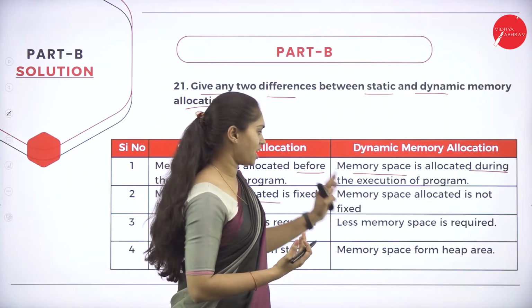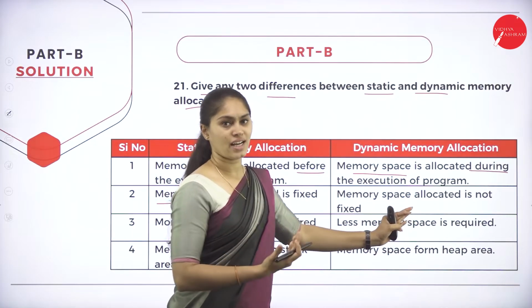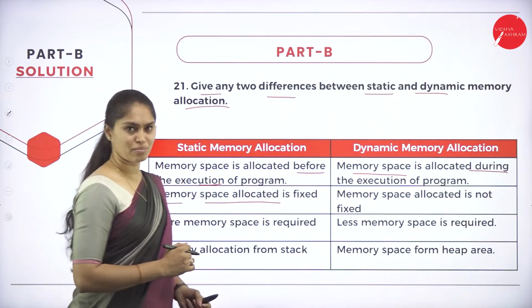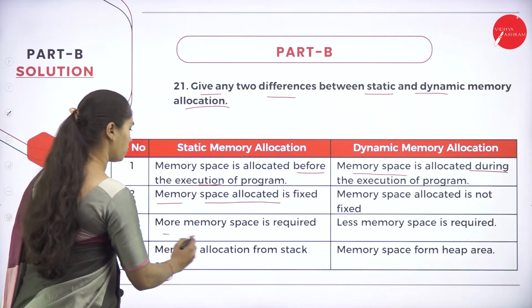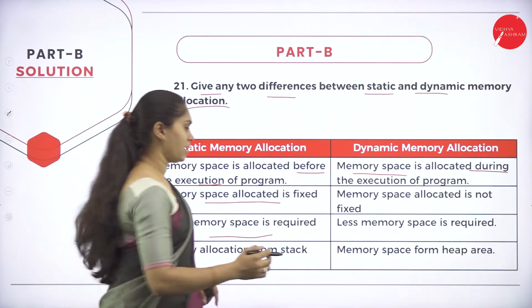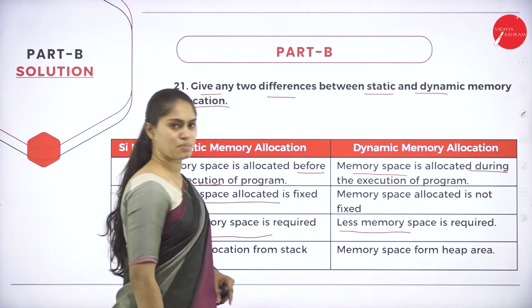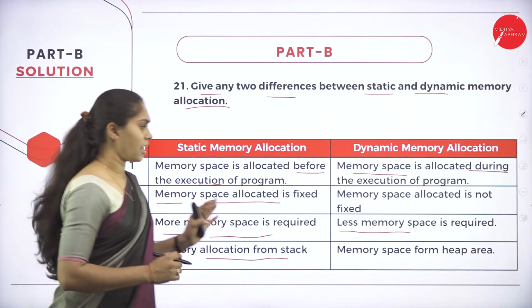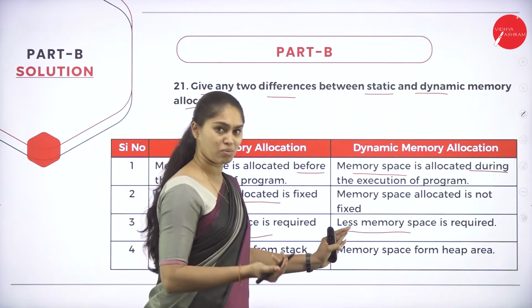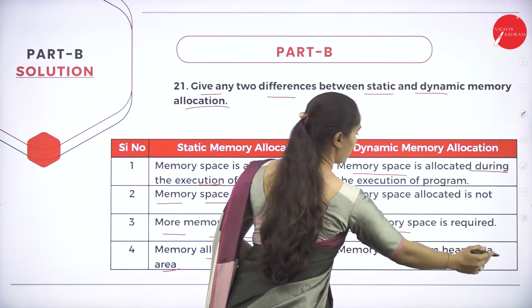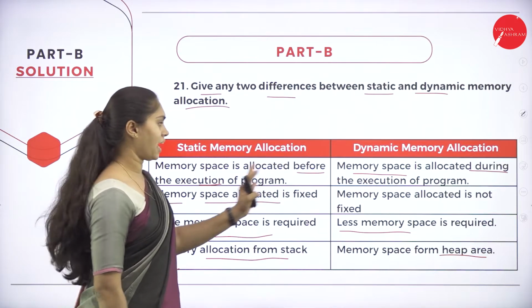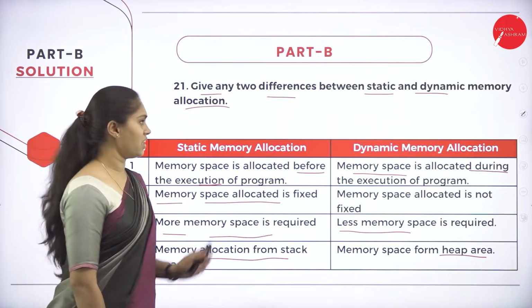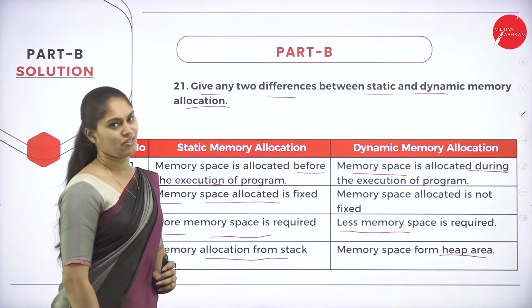If I want to change the memory space allocated, it is not fixed. We can do the reframing of the memory allocation. Here, more memory space is required, and here we require less memory space. And here, memory allocation is from the stack area, and dynamic memory allocation will take place from the heap area. So out of these four differences, you can write any two differences for static and dynamic allocation of memory.